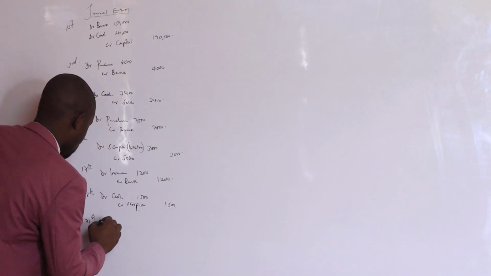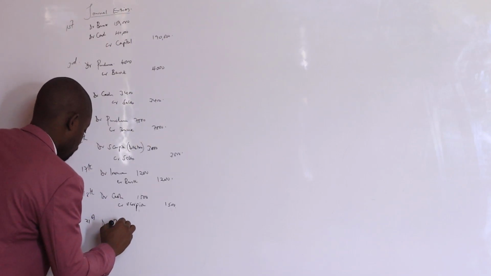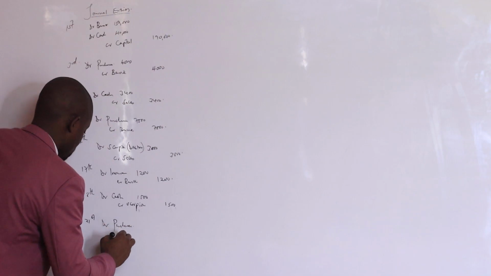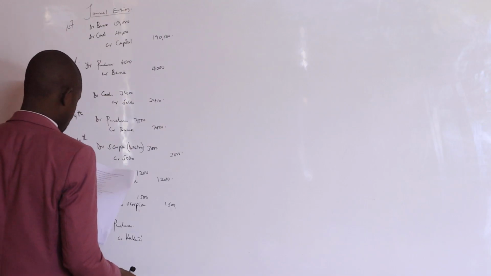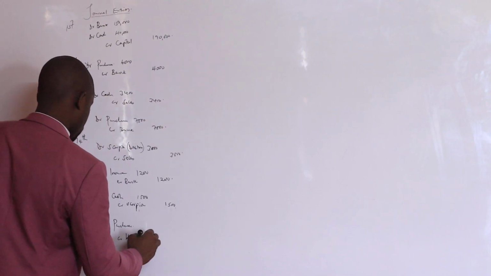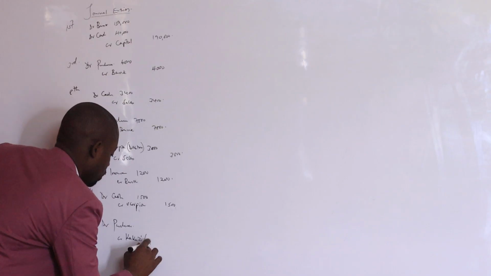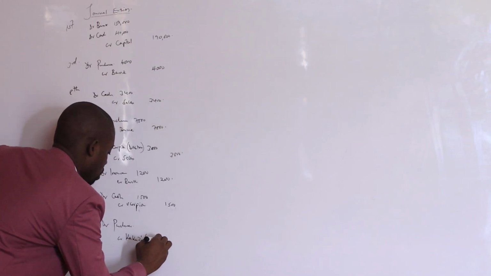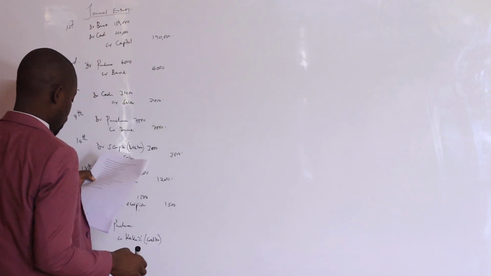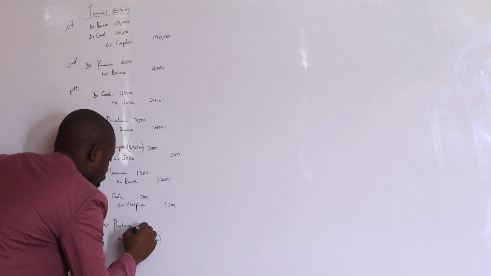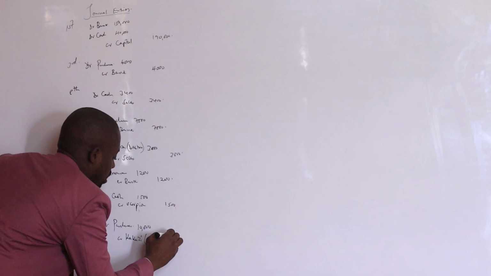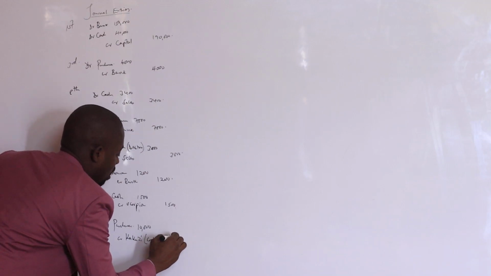We shall debit purchases. Credit Kakuzi, because we could be having other creditors. So Kakuzi is who? A creditor. And how much do we owe? We owe him 10,000. Our accounts payable is 10,000.